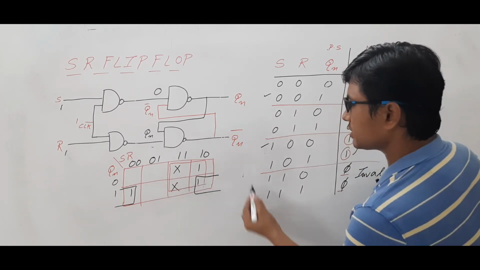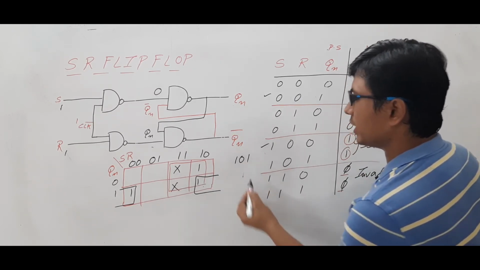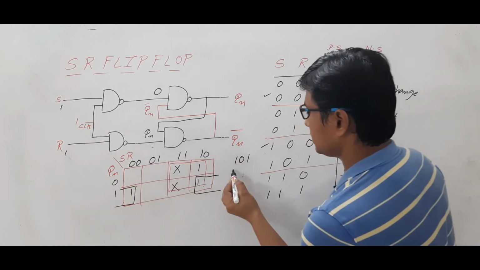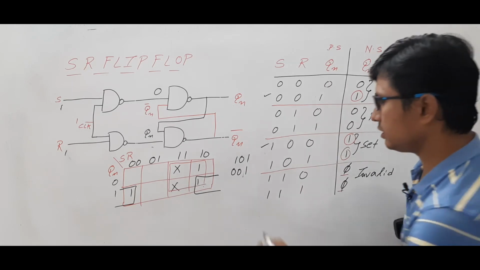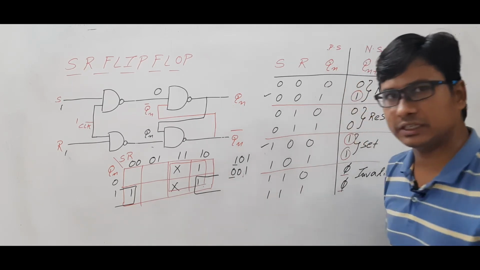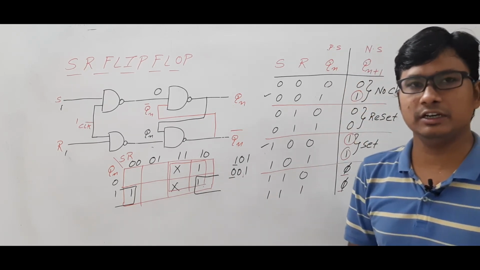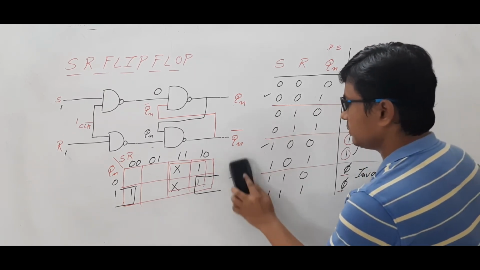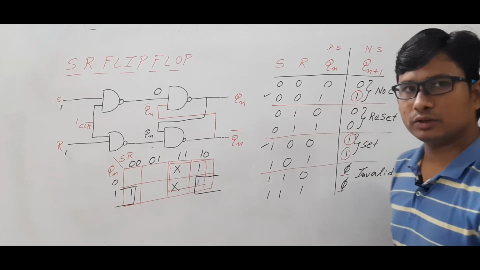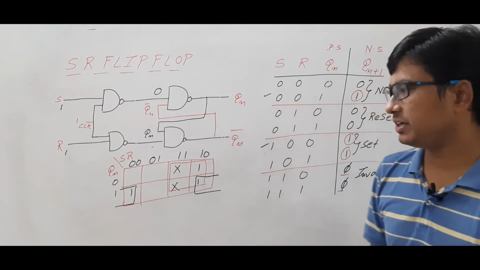What does this cell represent? 1 0 1. What does this cell represent? 0 0 1. Now if you look, these two vary by only a single bit. So if they vary by a single bit, I can say that they are adjacent. Am I right or wrong? Okay. Now if I got the two implicants, what will be the simplified equation?